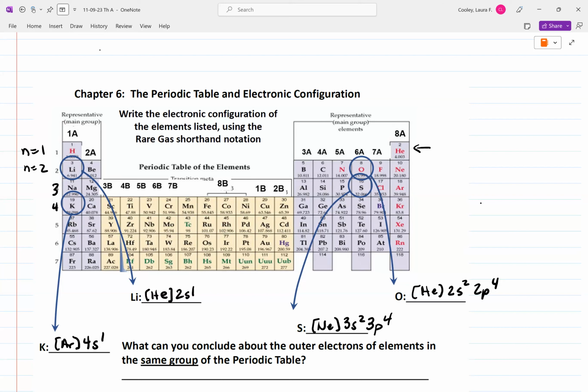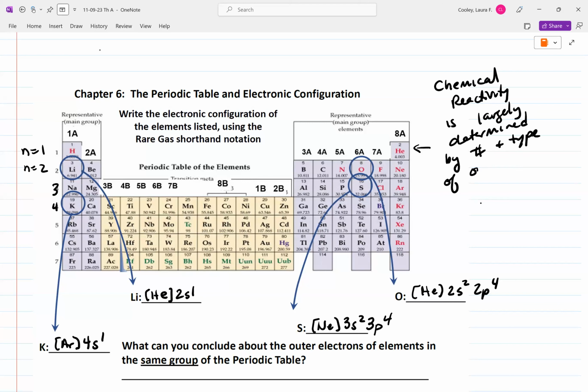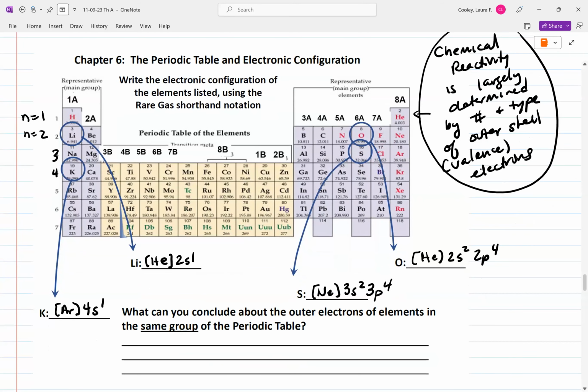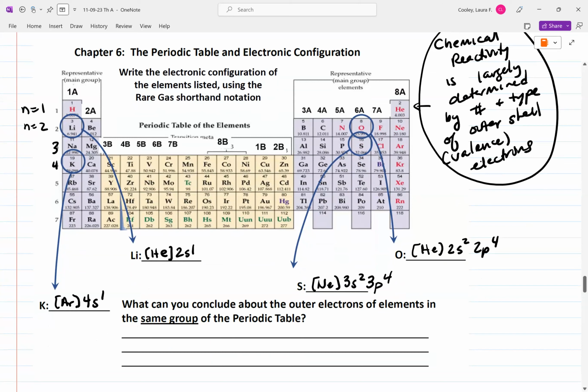Now, here's the thing. Chemical reactivity is largely determined by the number and type of outer shell valence electrons. So long ago, we started learning that if you have elements in the same column, they have similar chemical reactivity. But now we know why. Because they have the same number and type of outer shell electrons.